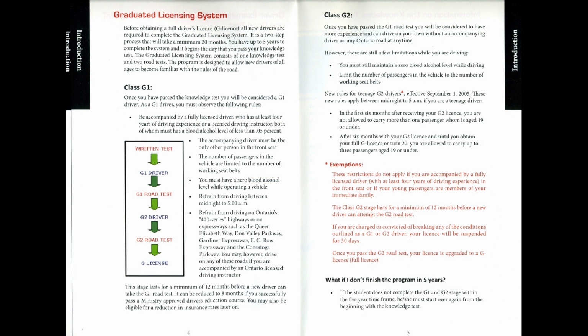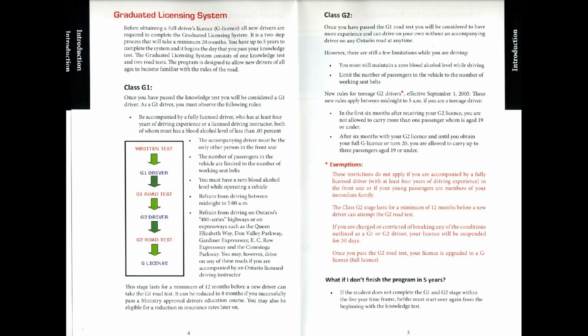You must have a 0 blood alcohol level while operating a vehicle. Refrain from driving between midnight to 5 a.m. Refrain from driving on Ontario's 400 series highways, expressways, and freeways, except when accompanied by an Ontario licensed driving instructor. This stage lasts for a minimum of 12 months before a new driver can take the G1 road test. It can be reduced to 8 months if you successfully pass a ministry-approved driver's education course. You may also be eligible for a reduction in insurance rates later on.